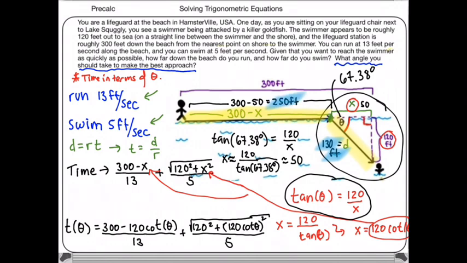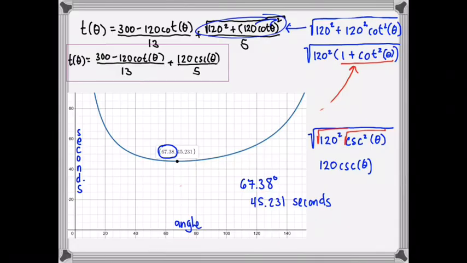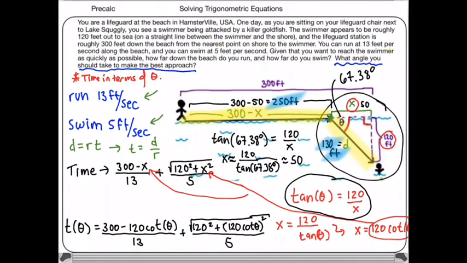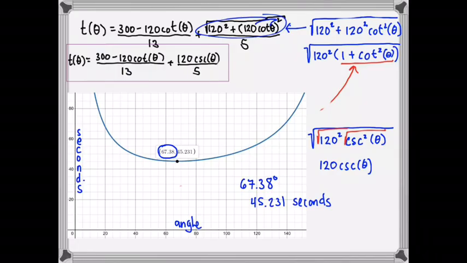If we put that together, and I'm just going to say this verbally: if the lifeguard runs down the beach 250 feet and then dives in at an angle of 67.38 degrees, then swims an additional 130 feet, they will reach the person in distress in 45.231 seconds, and that will be the minimum amount.